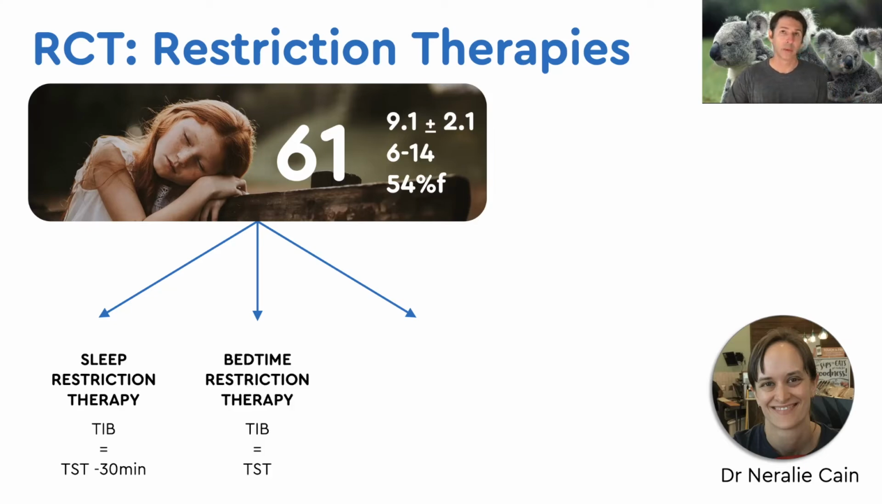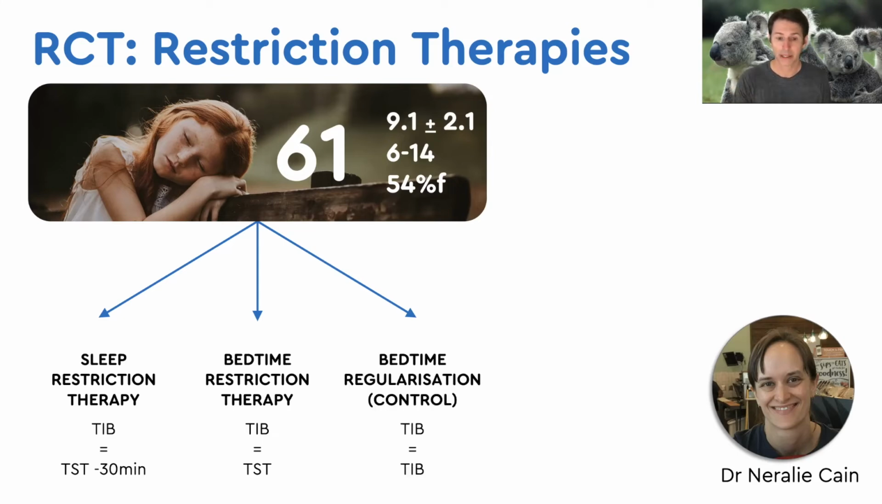Then we wanted to have a look at what happens if you do that sort of classic sleep restriction therapy that's done with adults, where you have a look at their average total sleep time, which, say, for instance, might be 10 hours, and then give them that time in bed opportunity. Now, technically, you're not restricting sleep, but you are restricting their bedtimes. So for this particular group, we called it bedtime restriction therapy.